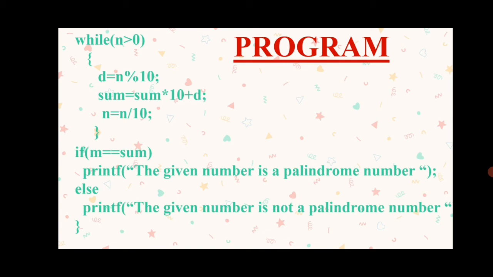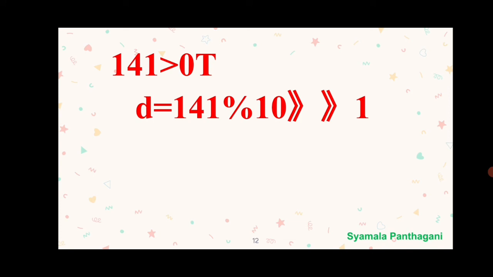Now I would like to teach how this calculation part will execute. If I take 141 as the input number, that is n = 141, the first condition in the while loop is 141 > 0. This is true. Now it comes into the body. What is the first statement? d = 141 mod 10, which means we are taking the remainder here.